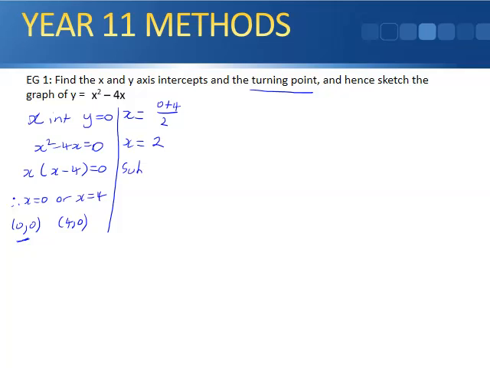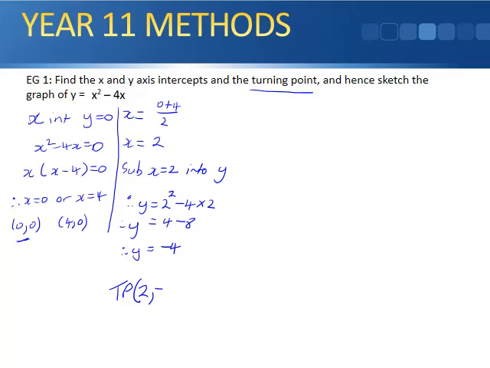Now I'm going to sub that, x equals 2, into my y equation, which I didn't label, so I'm just going to call it y. So I get y equals 2 squared minus 4 times 2. Now 2 squared is 4, and this part is negative 8. Therefore y equals negative 4. So my turning point is x equal to 2 and y equal to negative 4.